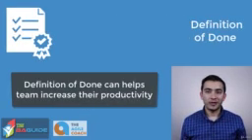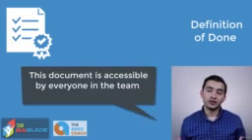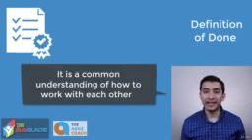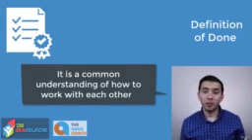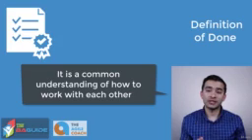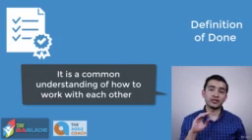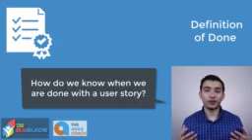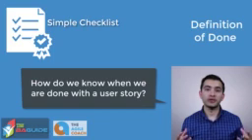Let's look at what we mean by definition of done. This is an agreement document that the team creates so that it's accessible by everybody and it is a common understanding that everybody has at that point of time, and it's an ever-evolving document. What we mean by that is when the team starts with a checklist of items, when these items in the checklist are done, we know this story is done. Let's look at a unit of work. Take a user story. How do we know when we are done with the user story?